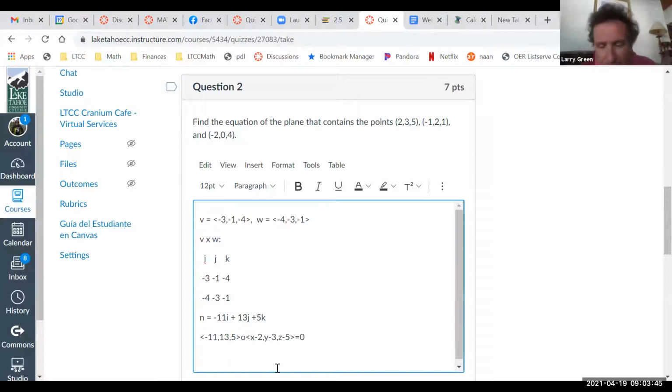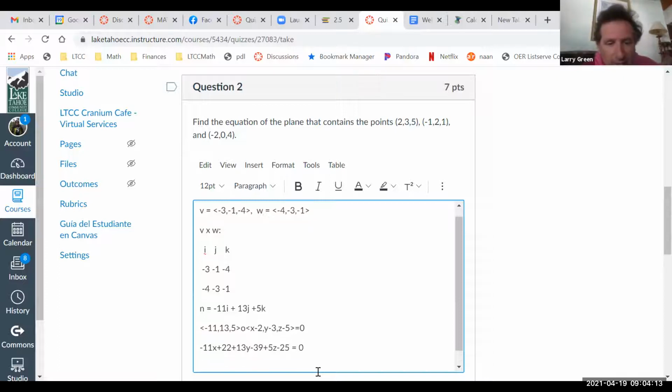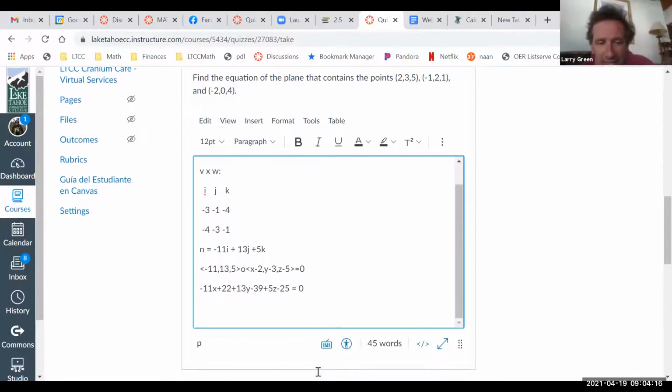So we get -11x plus 22. And then we have plus 13y. And then we have minus 39. And then we're going to have plus 5z. And then we have minus 25 equals 0. And you don't have to, but I'm going to clean this up a little bit.